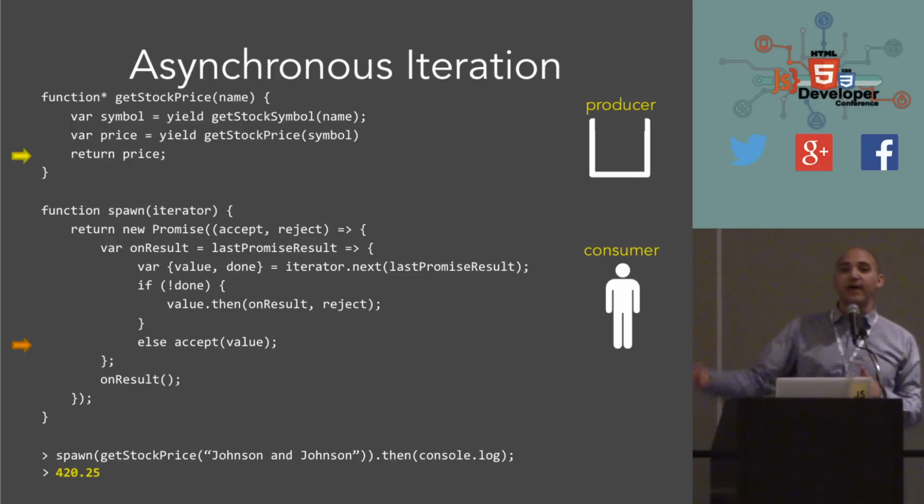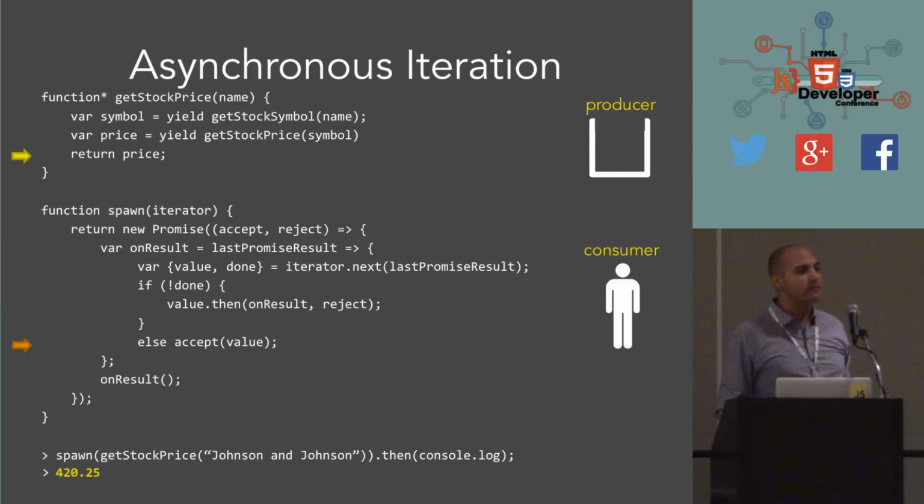It just keeps asking for values, and if they're promises, it fulfills them, sends the value back in, and asks for the next one. And then at the very end, when there's not a promise anymore, it just returns it. And what does async return? A promise. So let's see how the whole thing works together. At the very end, we get 420.25.